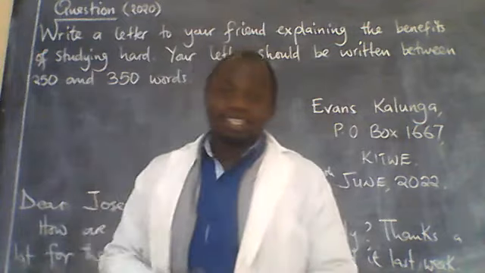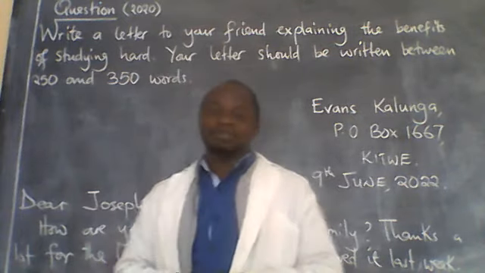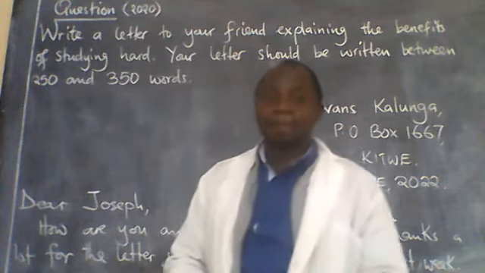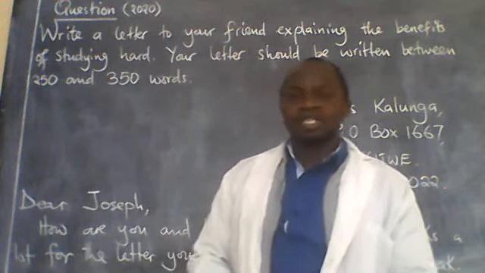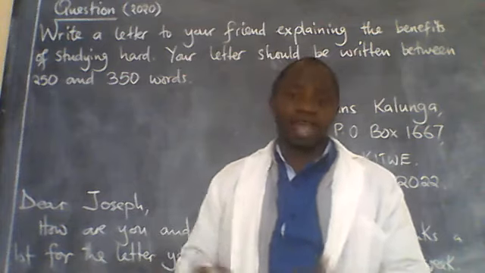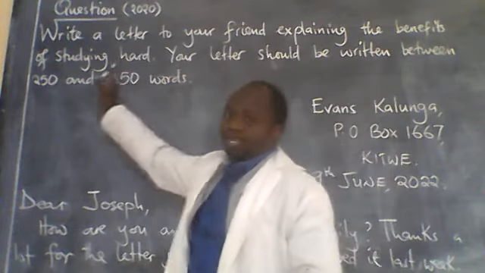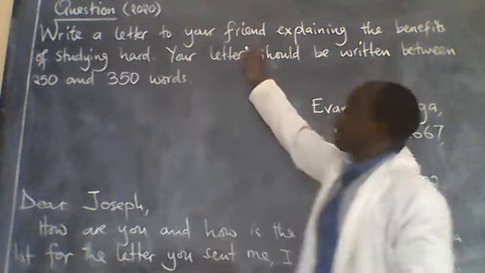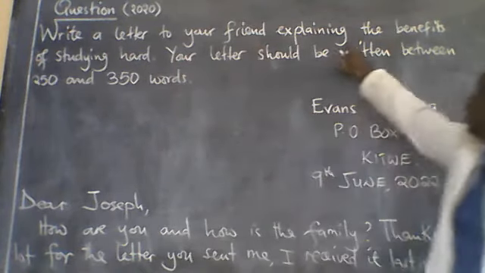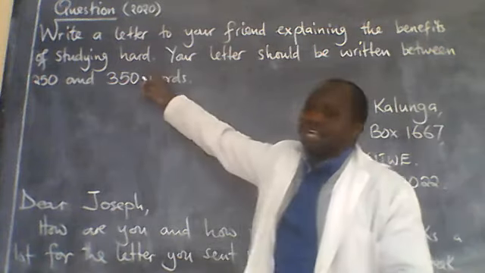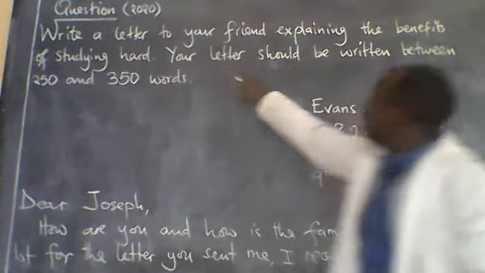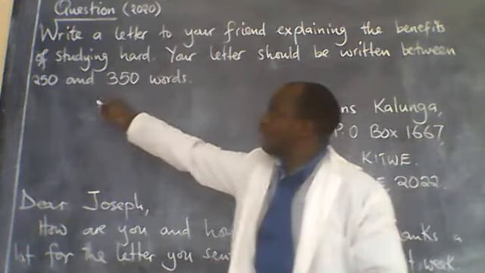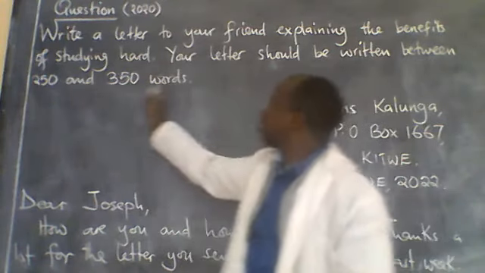Now let's look at this example on the board. The question is from 2020 English paper 1, question number 4, section A. The question reads: write a letter to your friend explaining the benefits of studying hard. Your letter should be written between 250 and 350 words.